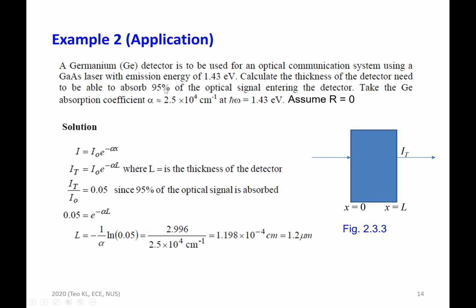Now, 95% of the optical signal entering the detector is absorbed, which means that 5% will get transmitted. So the ratio of transmitted over incident should be 5%. You can take ln on both sides, and then you can calculate the thickness of the sample. It should be about 1.2 micron. Of course, when you calculate with alpha in per cm, the thickness will turn out to be in cm, so you have to convert to micron.